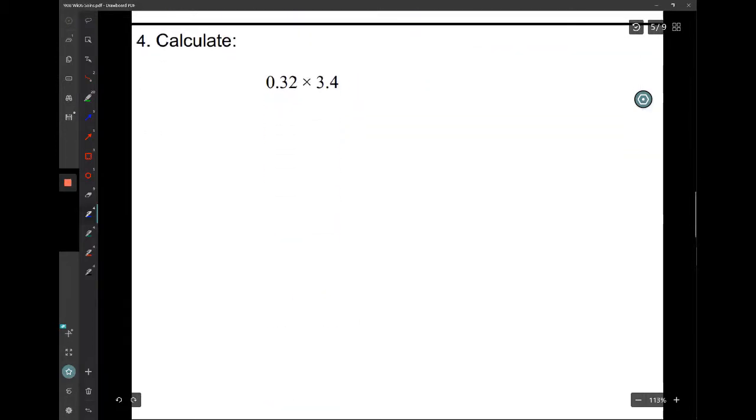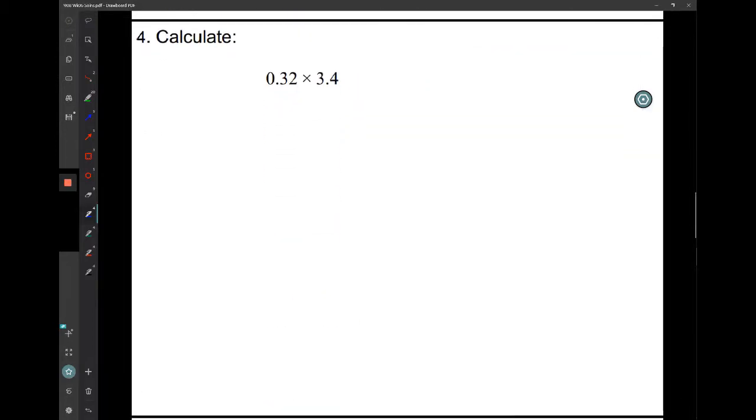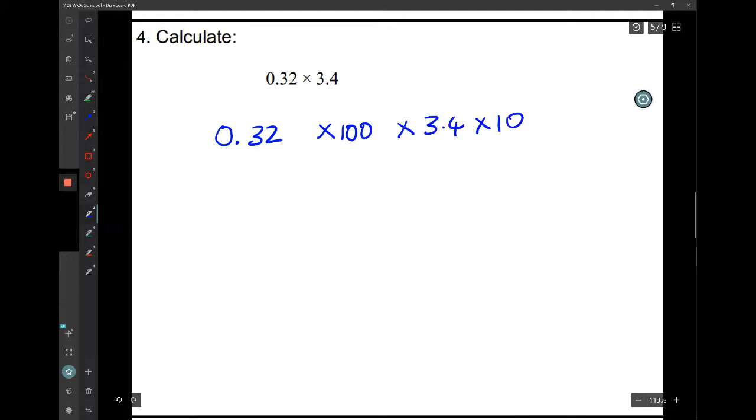Next question, 0.32 times 3.4. You need to show your working out for something like this. This is one of the ways to do it. You may have done it in a different way. I'm going to multiply this by 100, and I'm going to multiply 3.4 by 10. Because I have multiplied by 100 and by 10, I'm going to have to divide my answer by 1,000 to get the original answer.